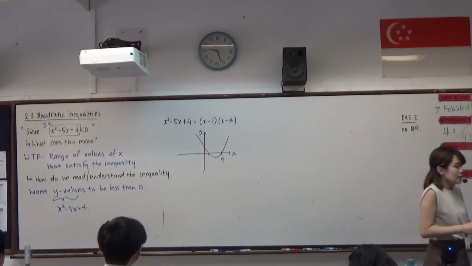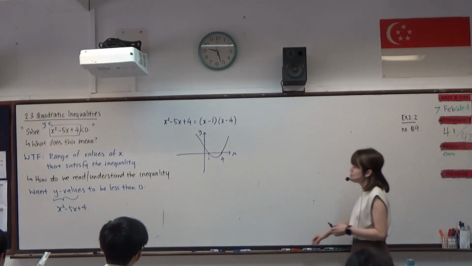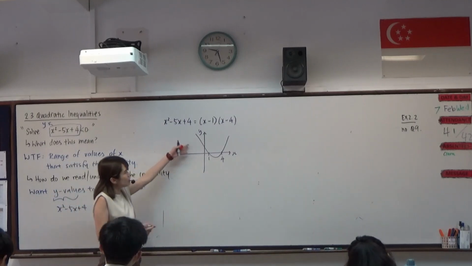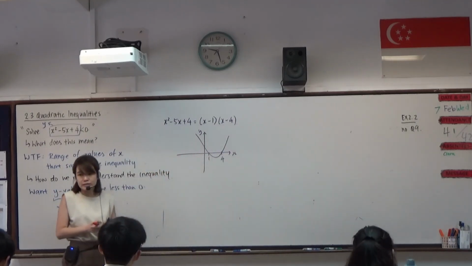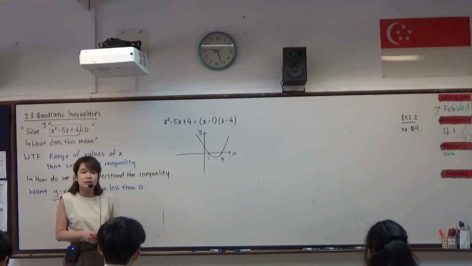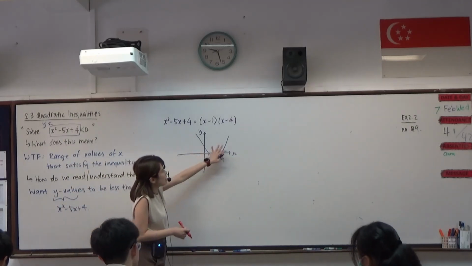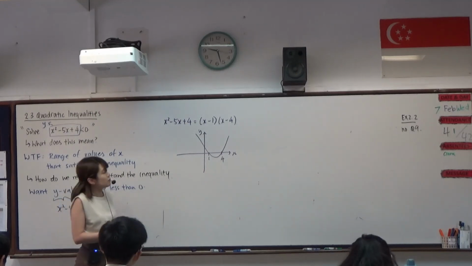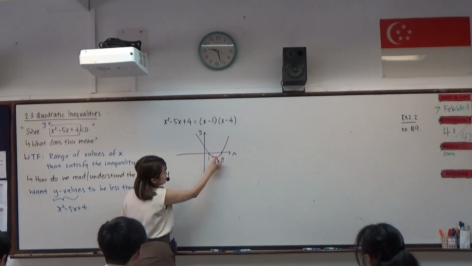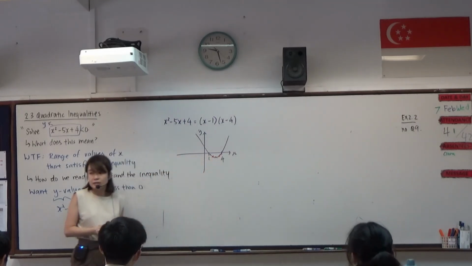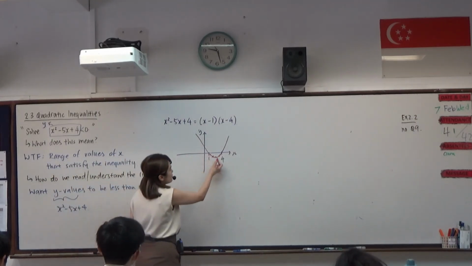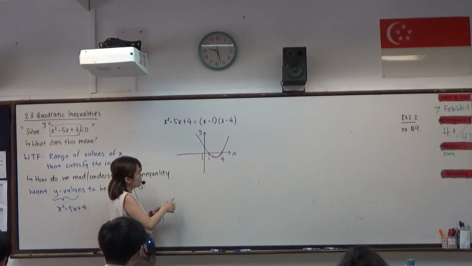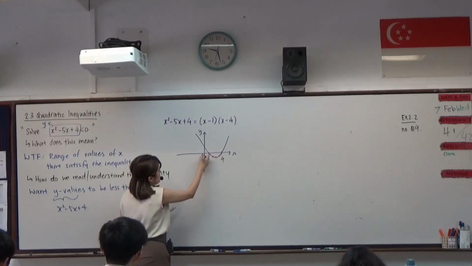Back to our understanding of the inequality, we want y values to be less than 0. So on which part of this graph are your y values less than 0? What points on this graph give us y values less than 0? They should be the points below the x-axis. Agree? All these points over here give y values less than 0 because your 0, your origin, is actually over here.